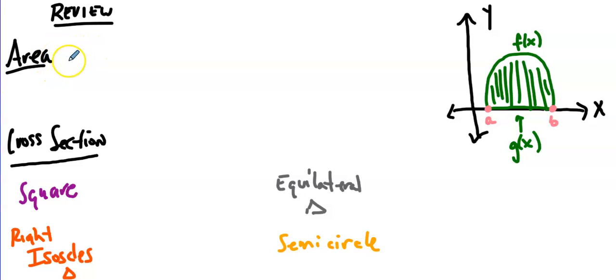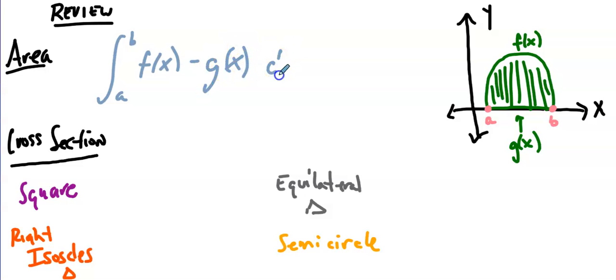So for area, all you're going to do is remember we're going to integrate from a to b, and it's going to be the top function, which is going to be f of x, and we're going to subtract the bottom function, g of x, and then we're going to do dx. This is all that we do for area.